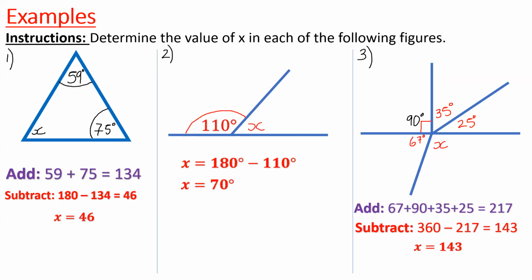So we add 67 degrees plus 90 degrees plus 35 degrees plus 25 degrees, which gives us 217. Then we subtract from 360. 360 minus 217, which gives us 143. We use 360 because angles around a point add up to 360 degrees. That's why we use 360 and we subtract it with 217, which gives us 143. And x equals 143.